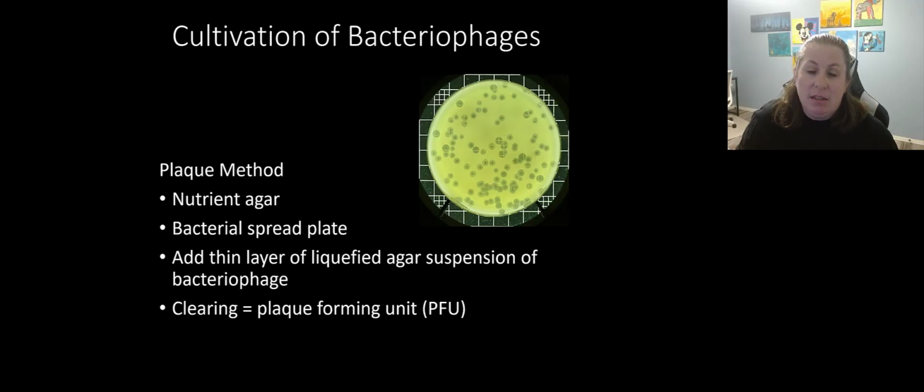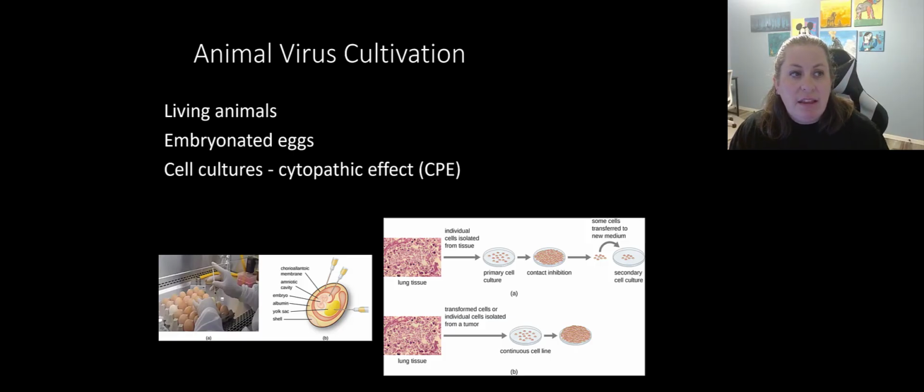Well, what about animal viruses? Animal viruses, we can actually cultivate them using living animals. A lot of times they might use the foot pads of certain animals or things like that. They can also use eggs. The eggs have embryos inside and they can grow the viruses there. And we can also use cell cultures. These cell cultures are going to look for what we call cytopathic effects, or CPEs. And so you can see that it affects the line of the cells if the viruses are present. All right, so these are some different ways to cultivate or to grow viruses in the lab setting.